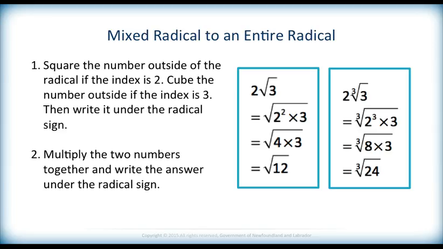The index is not shown, but when we have a square root, we know that the index is 2. So the number in the front, 2, has to be squared and then multiplied by 3. 2 squared is 4, times 3 gives us 12. Second, we have 2 and the cube root of 3. The index is 3, therefore 2 has to be raised to the exponent of 3. 2 to the exponent of 3 times 3 will give us the cube root of 24.